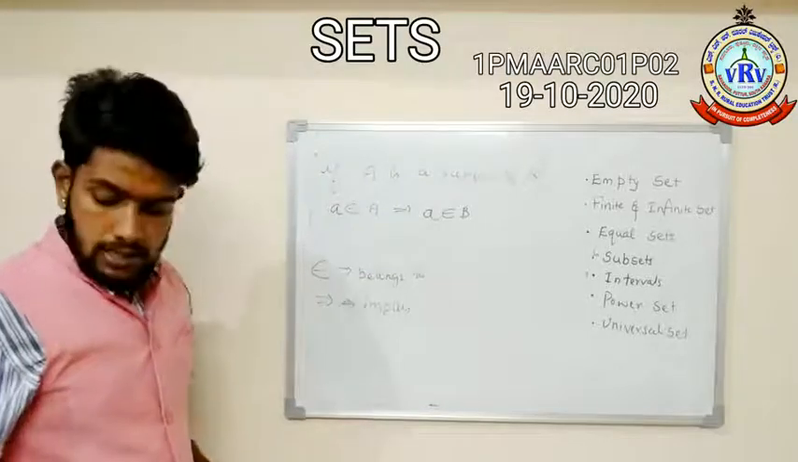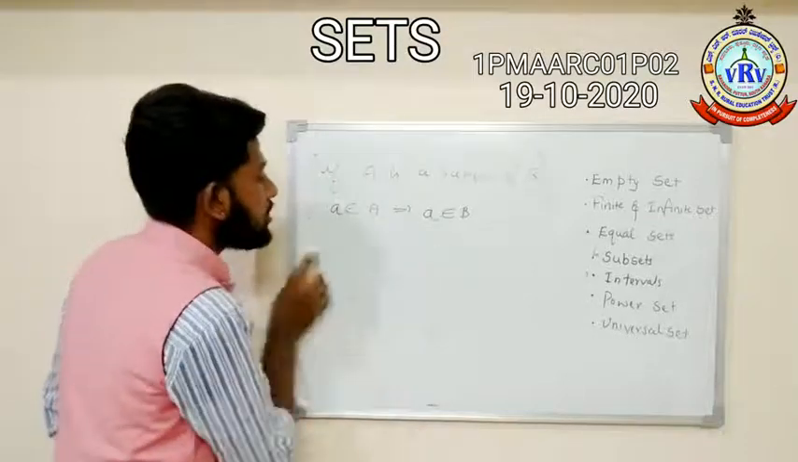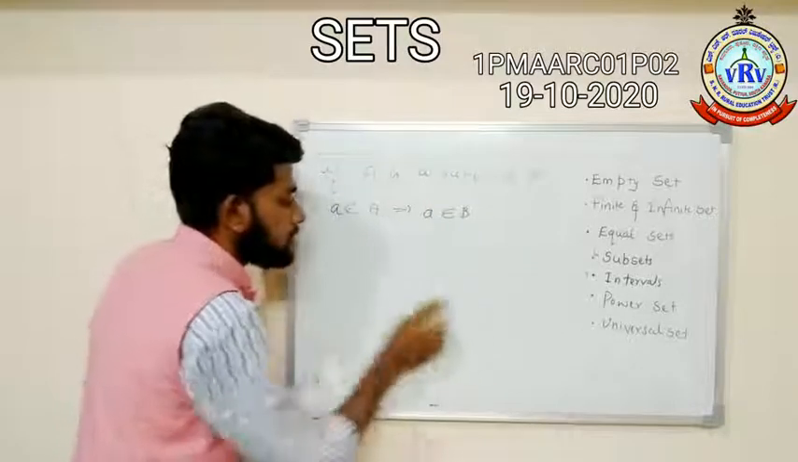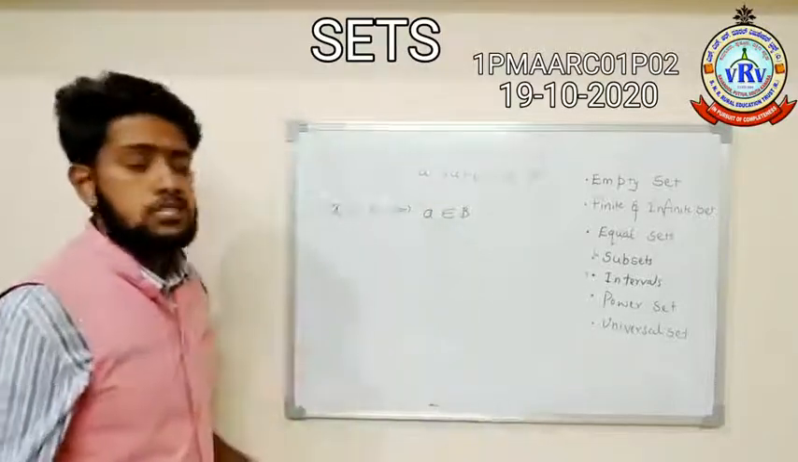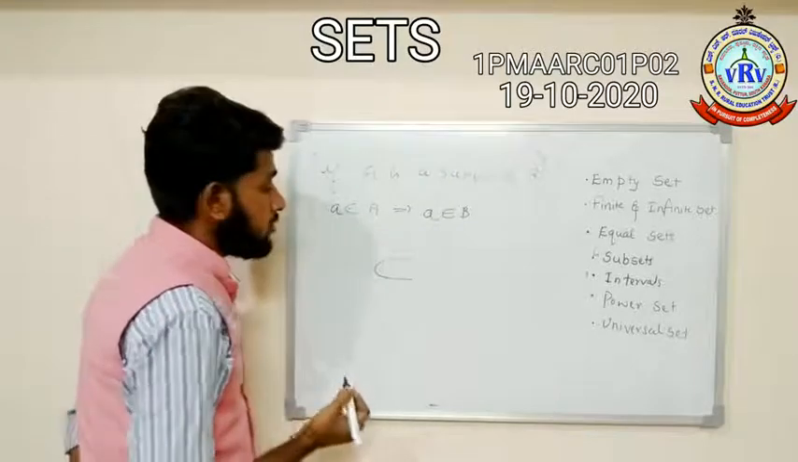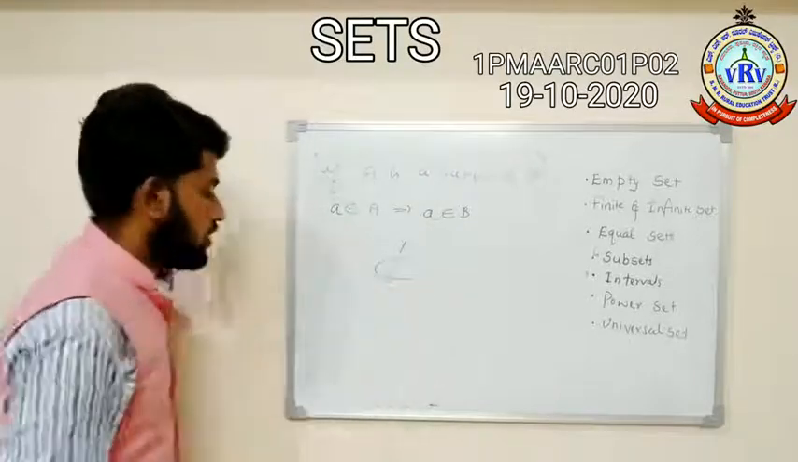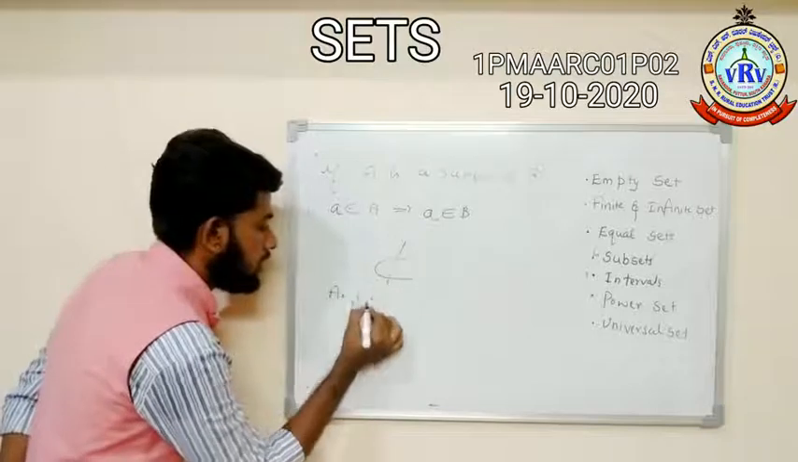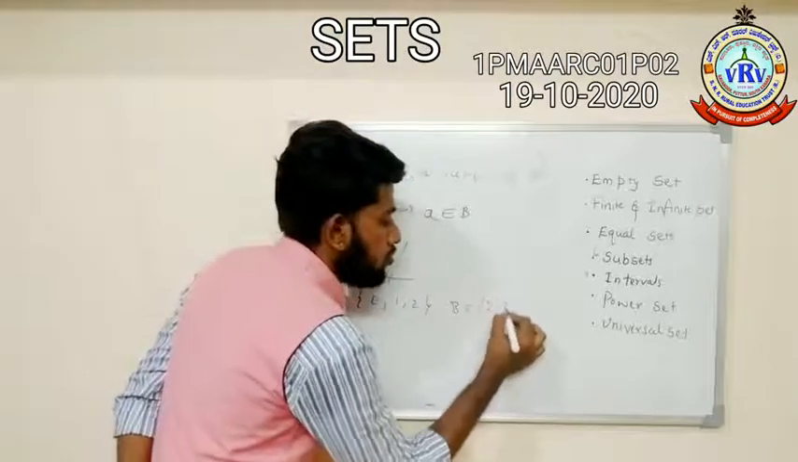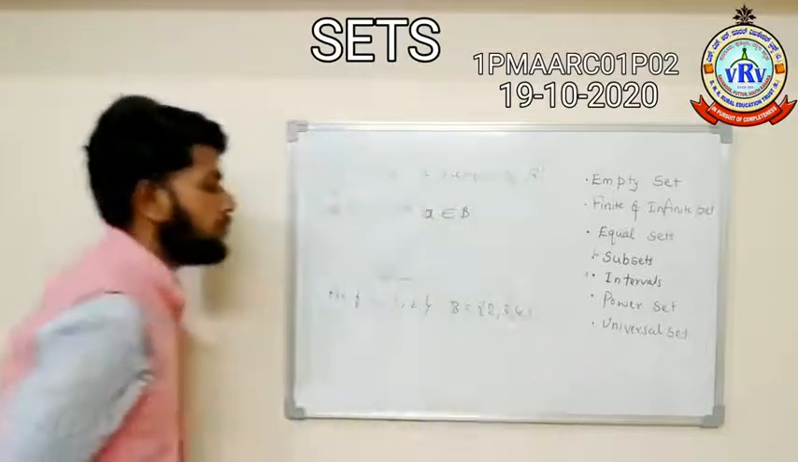Okay, then to tell which is not a subset, how do we write that a set is not a subset symbolically? Just write down this subset notation and put one cross mark on it. Let me take one example. A is equal to {0, 1, 2}, B is equal to {2, 3, 4}.